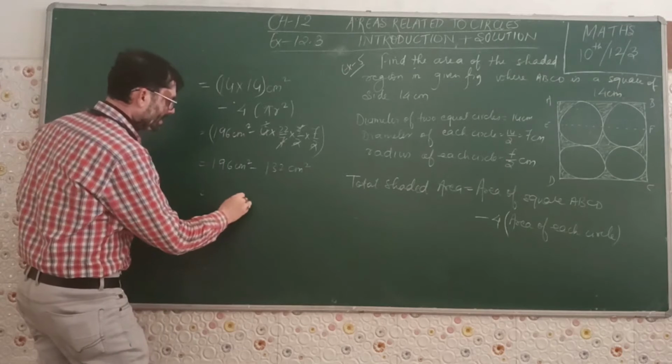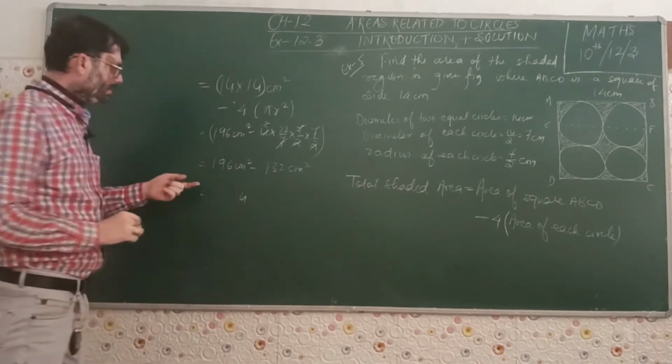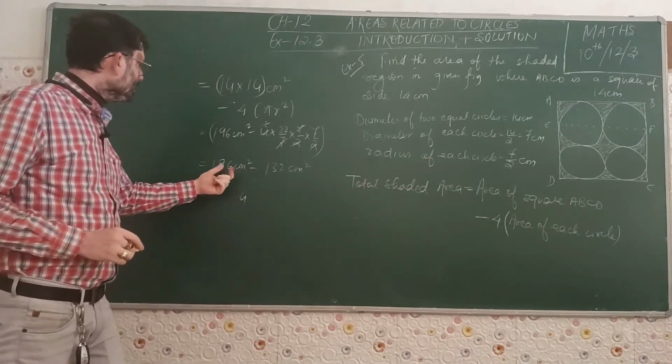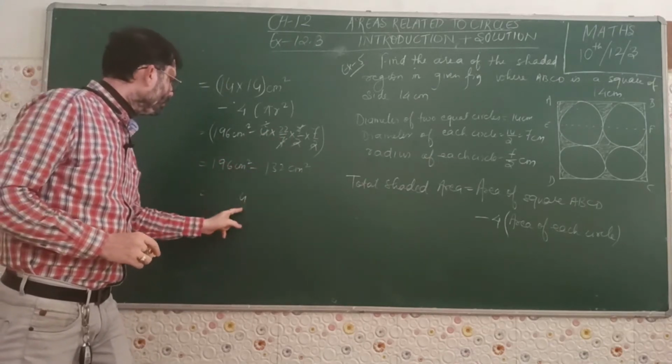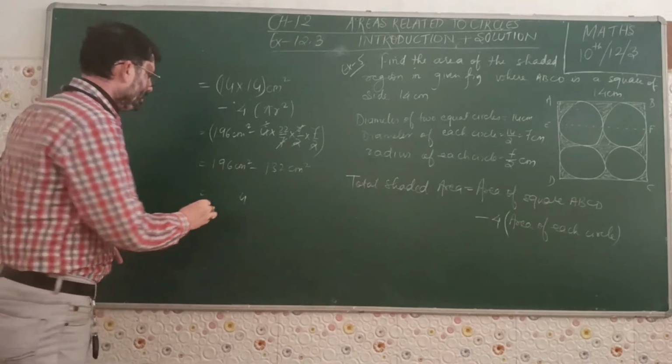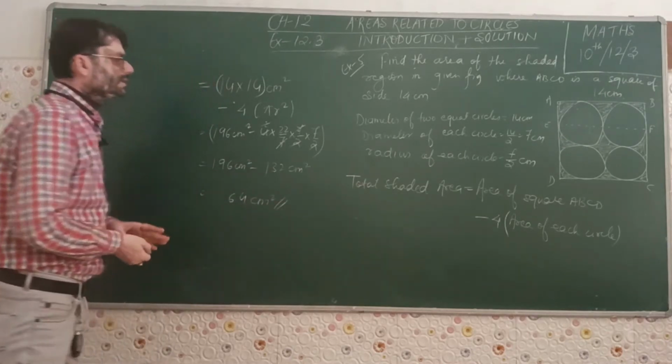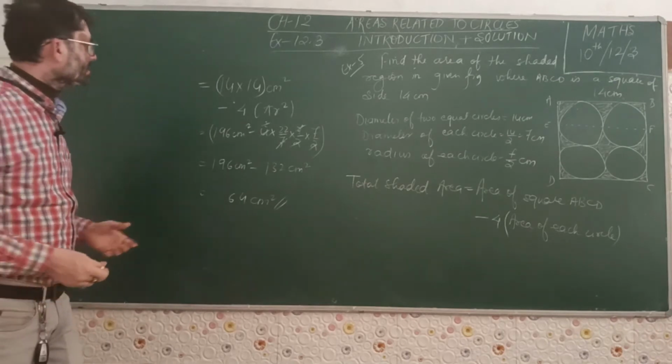And if you subtract it, you get 6 minus 2, 4, 9 minus 3, 64 centimeter square. Let's check once again whether our calculation is correct or not.